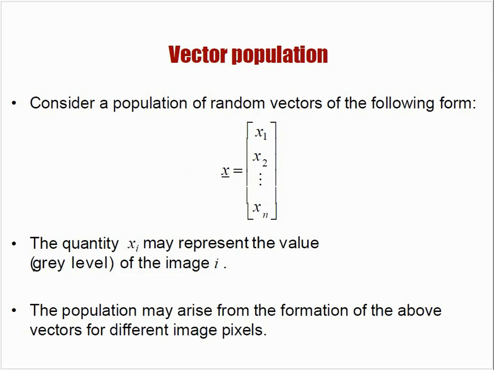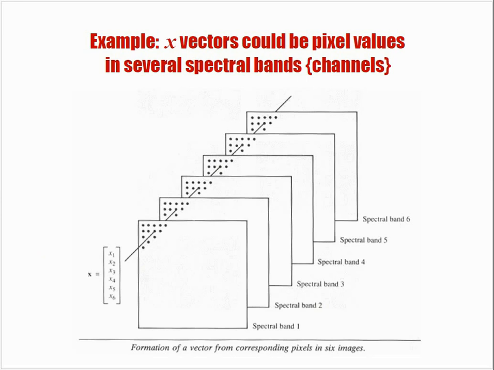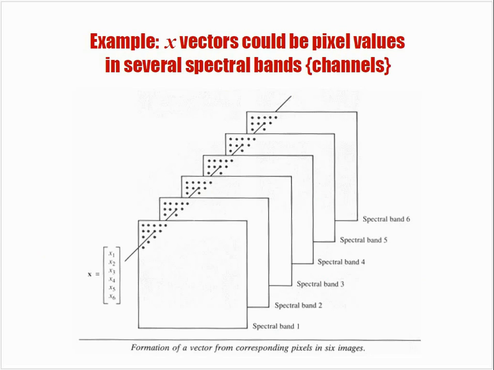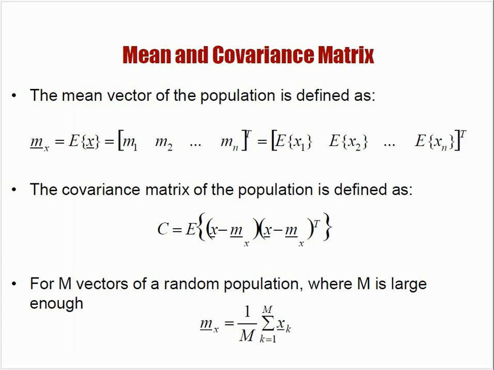Now consider a population of random vectors as shown. Each component xi may represent the gray level of pixel i. This population may arise from pixel-wise data collected across an image, forming such vectors. An example of such vectors is pixel values recorded in multiple spectral bands. For instance, in remote sensing or multispectral imaging, a single pixel location might have multiple intensity values across various wavelength channels. The mean vector of the population is defined as the expected value of x.